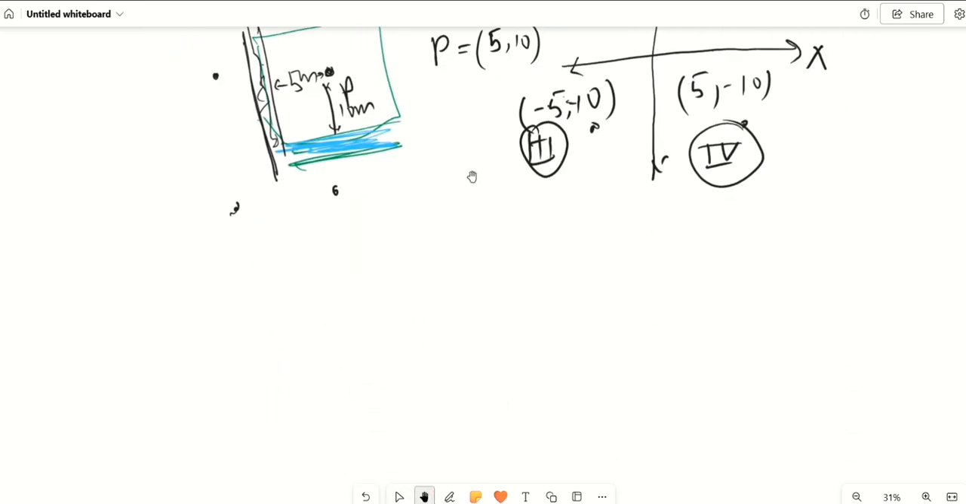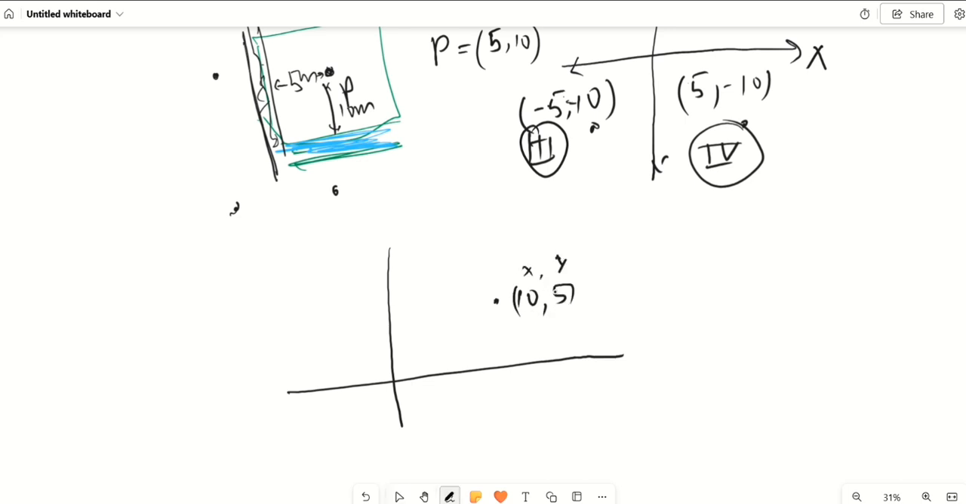Now see, one more thing I'm going to tell you. Let's say it's 10 and 5. What does that mean? The x coordinate is 10, the y coordinate is 5. So the x coordinate here is going to be 10, and this one is going to be 5. Okay, so this point is far from the y axis by 10. So this length is 10, and similarly, this is 5, right?